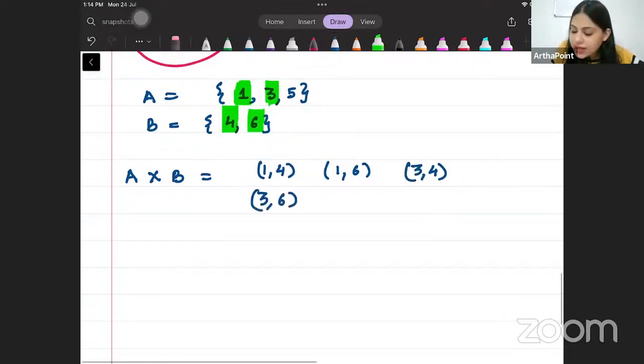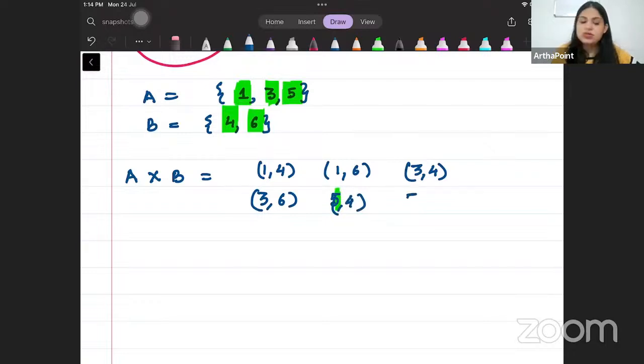Then I will map the third element of A to the first element of B. So I will get 5, 4. Right? And finally, what will I get? Beta, I will get 5, 6. This is what is going to happen. So I am going to get different elements of A mapped to different elements of B. Beta, this is called Cartesian product.